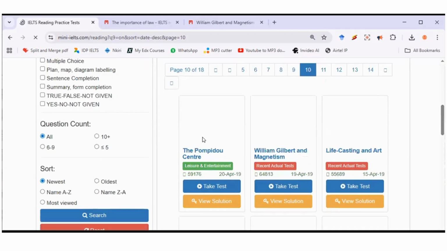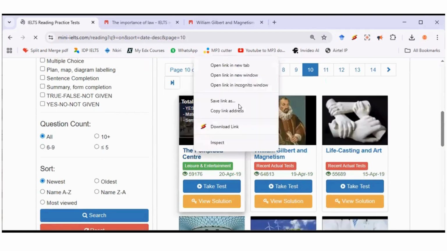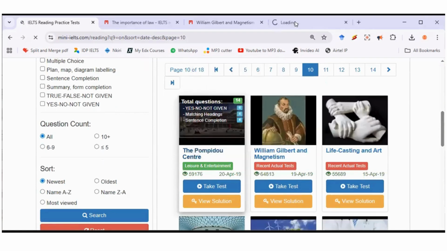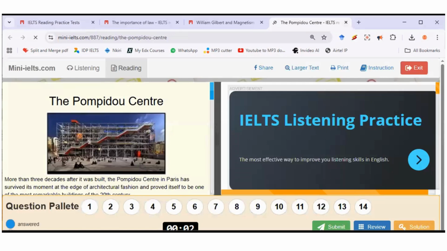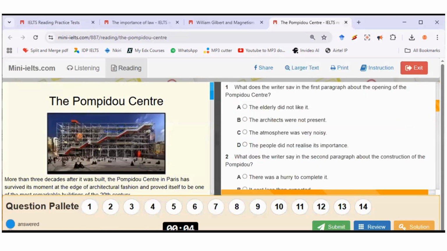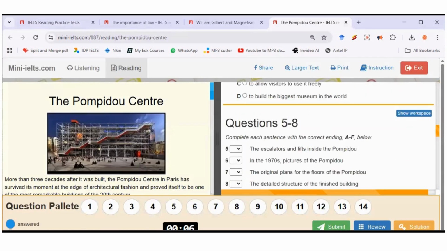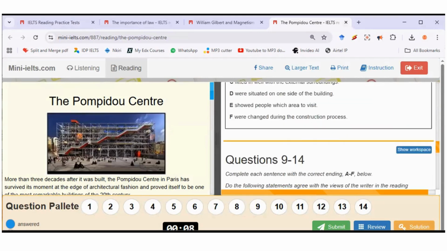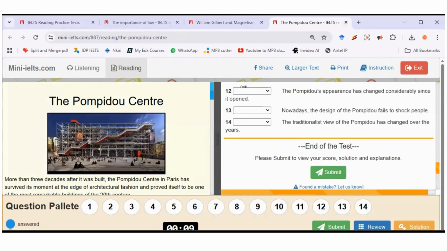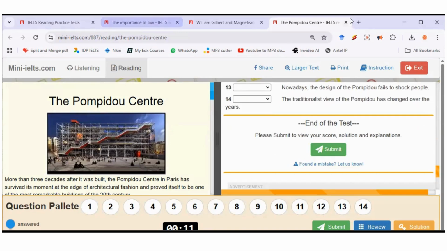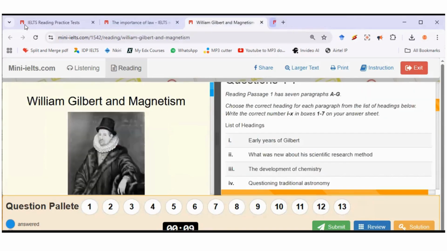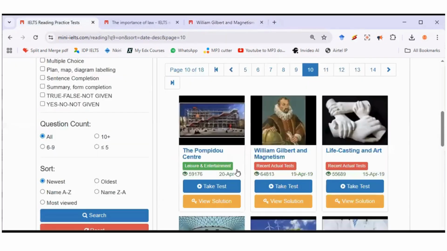Pompidou Center. Can you see? Matching headings. Let me click on Pompidou Center. It's going to take me to matching headings. Look at it here. So this is multiple choice. Okay, matching sentence endings. Oh, this is not matching heading. So I'm going to ignore this one. I guess this is a website error. Human errors happen on this website a lot. So let's check Pompidou Center.